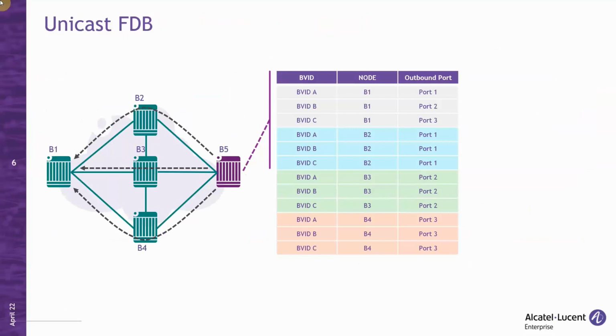The result of ISIS path computation for each backbone VLAN and node is the forwarding database, which is used by the data plane for frame forwarding. Here we see node B5's unicast forwarding database. Bump traffic, that is to say broadcast, unknown unicast, and multicast, will be discussed later in the workshop because I need to explain service concepts before talking about bump replication.